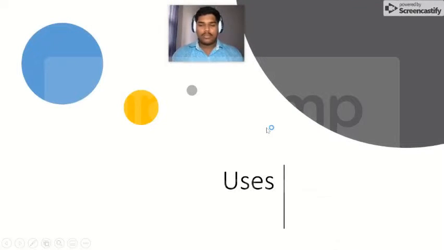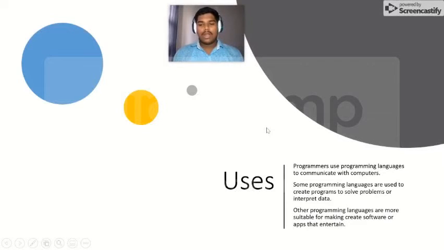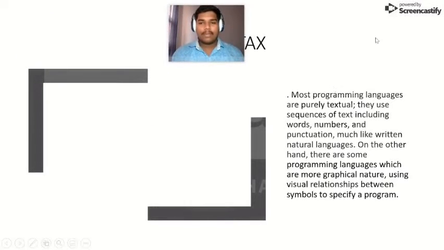Let's come to uses now. Programmers use programming languages to communicate with computers. Some programming languages are used to create programs to solve problems or to interpret data. Other programming languages are more suitable for making creative software or apps that entertain. Like FaceApp, now currently in hype, which was made to entertain people and not for any constructive work. But it's in hype again.